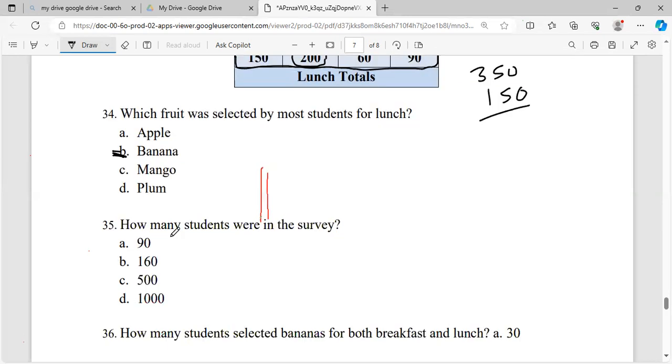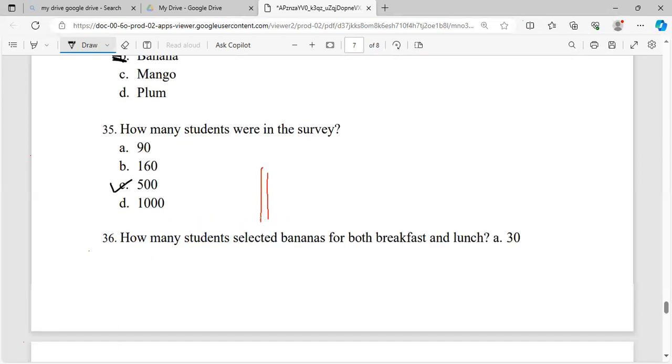So it's 500. Some persons will be tempted to say 1,000 because they would add up the breakfast and lunch, thinking that it's more people there. Yeah. It's actually the same persons. And the heading give you that. They say they select for breakfast, and then lunch.